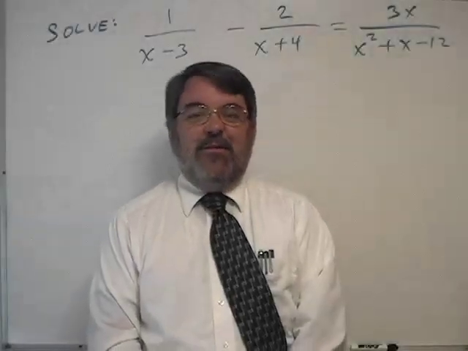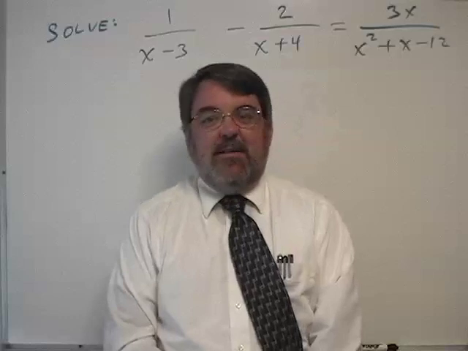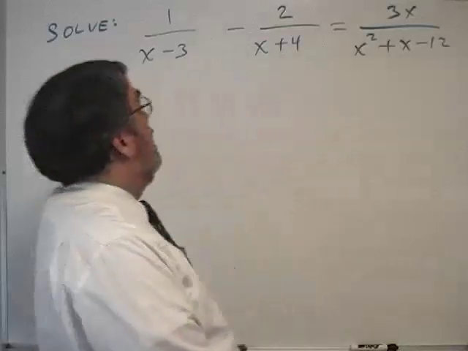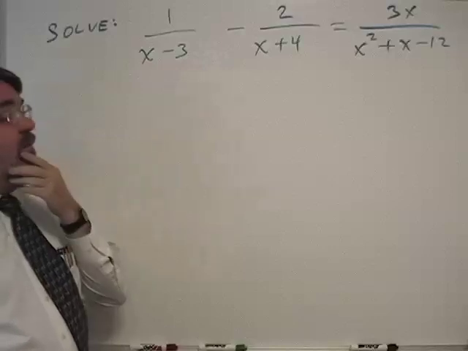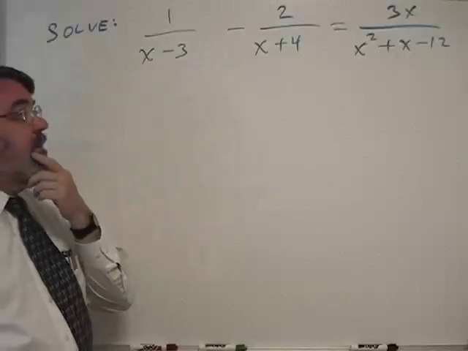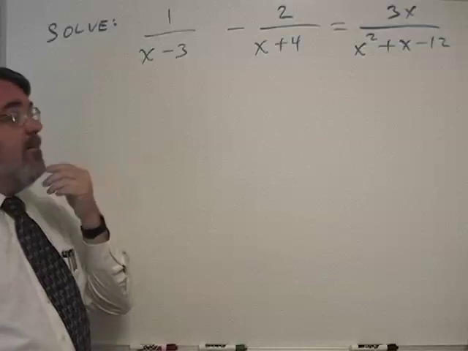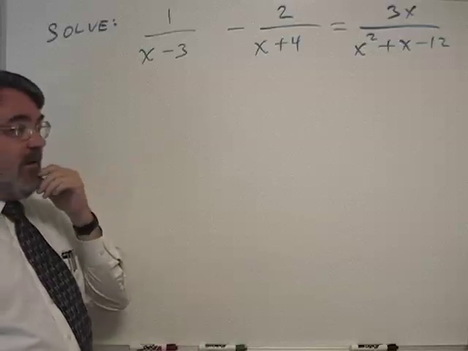Here's a rational equation which is somewhat more complicated than the previous one. It reads 1 over x minus 3 minus 2 over x plus 4 equals 3x divided by x squared plus x minus 12.